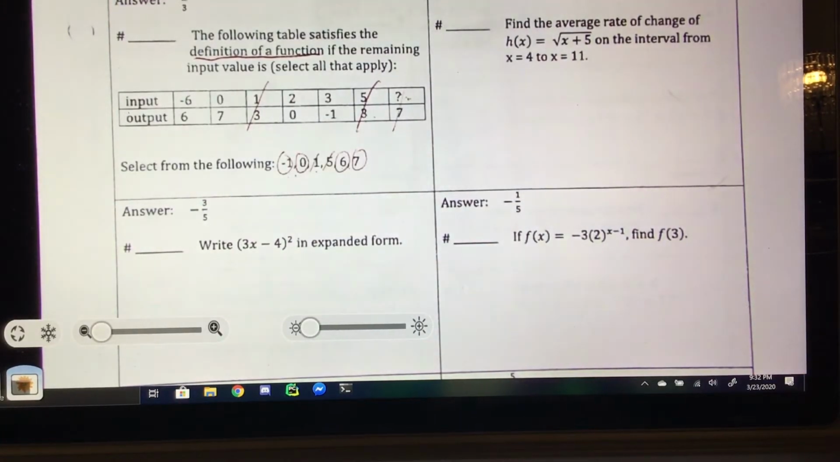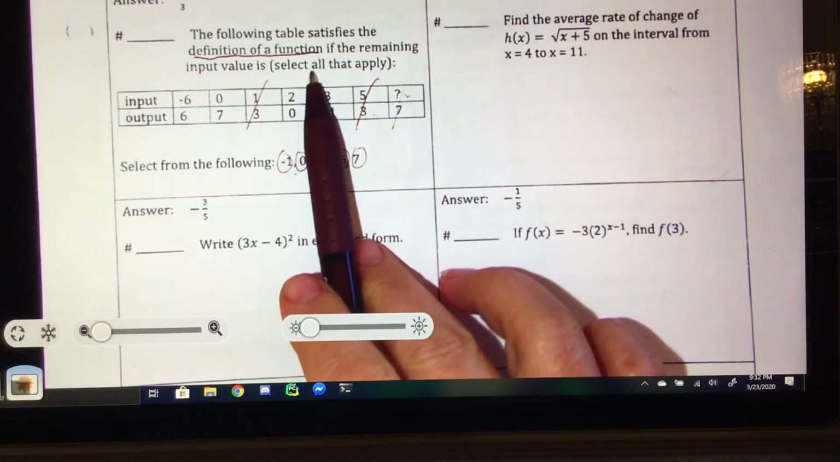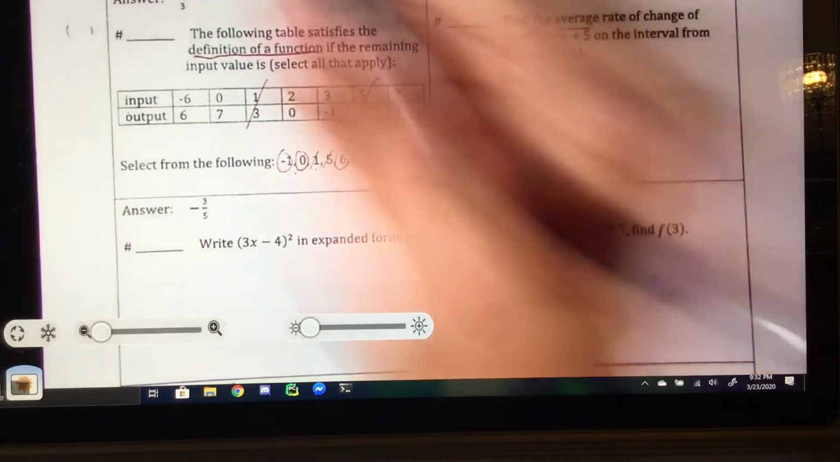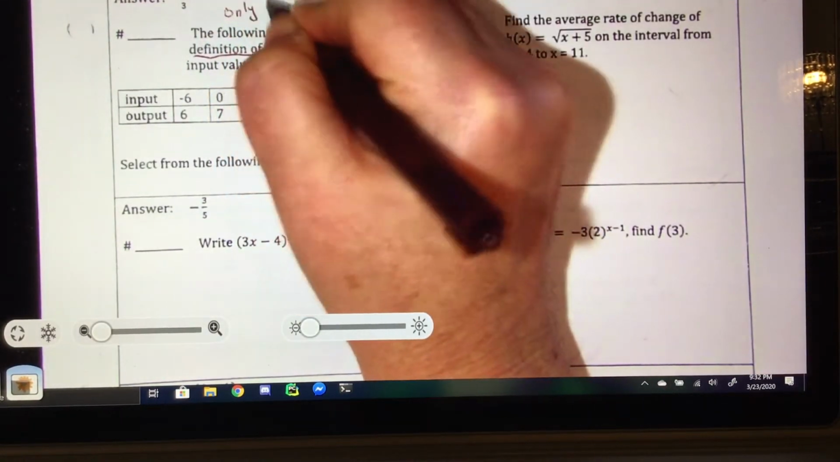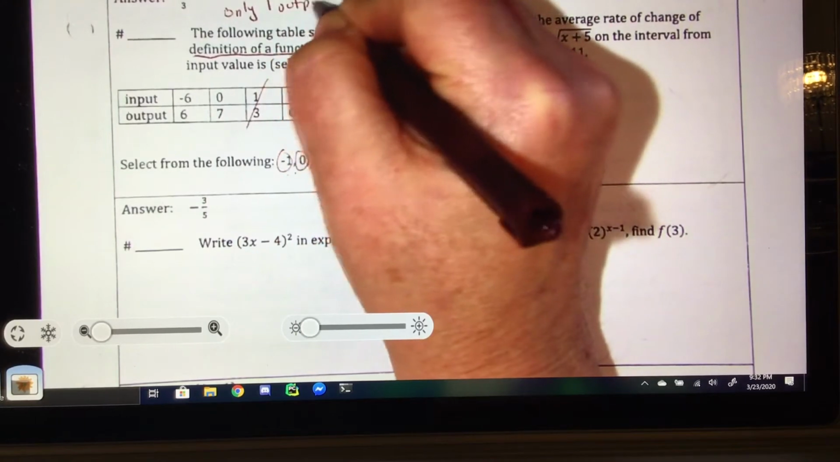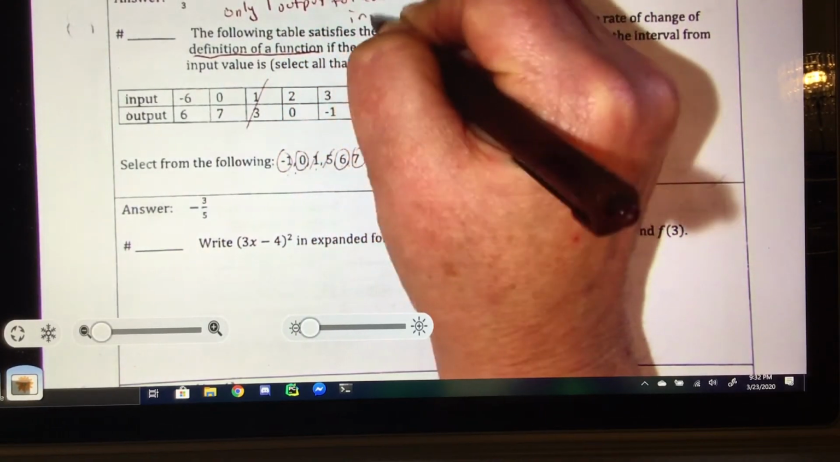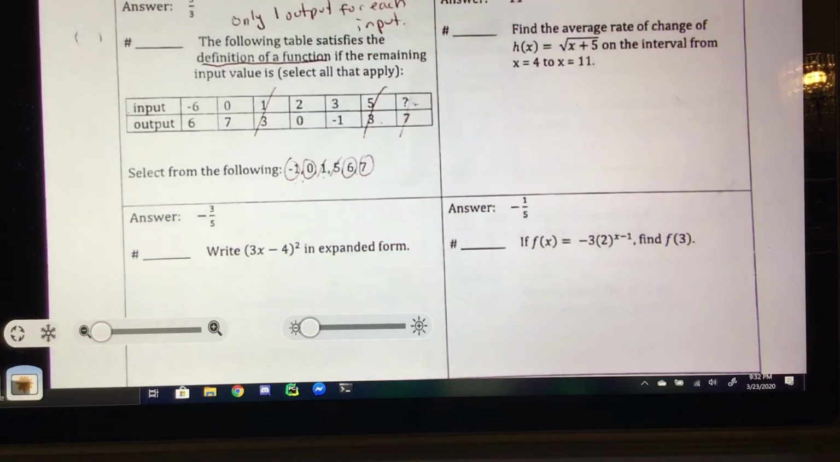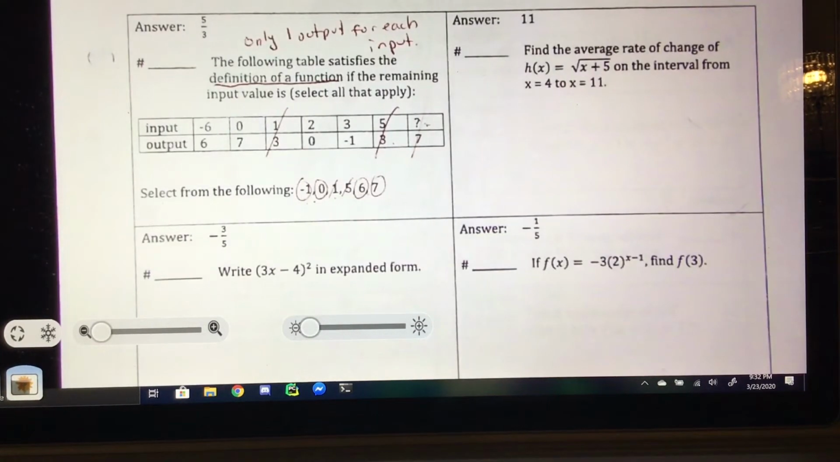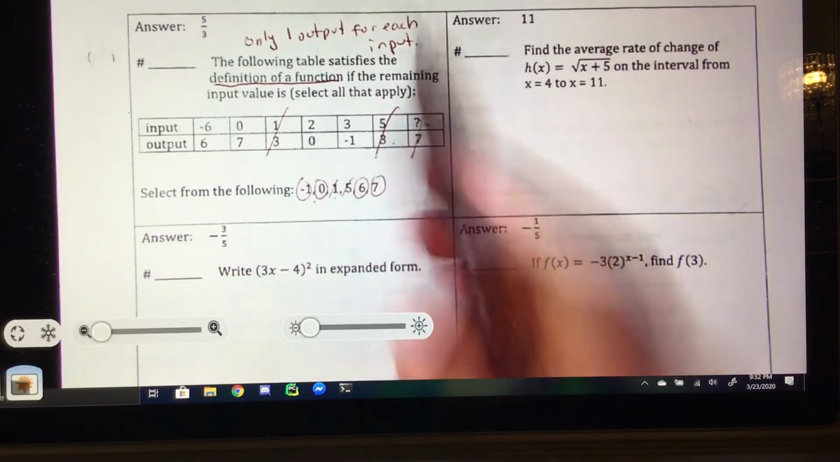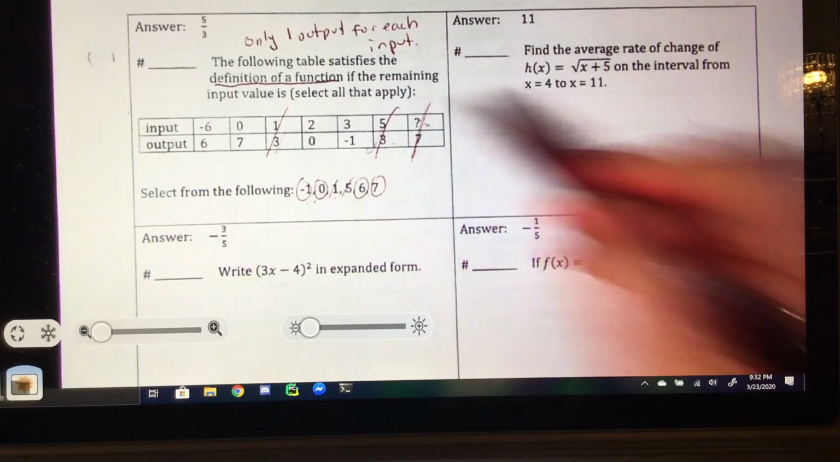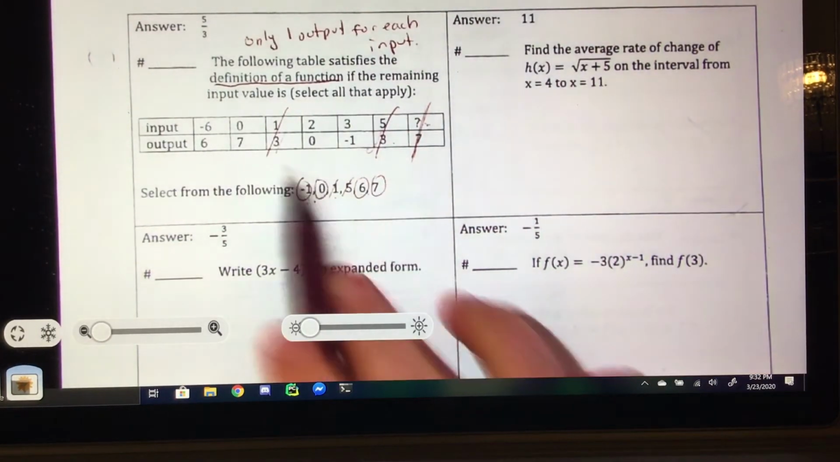Okay, I had already started on this problem. The definition of a function is you can only have one output for each input. We couldn't have two 3s, so I crossed it out, and we can't have this extra 7. You just can't have two of the same ones.